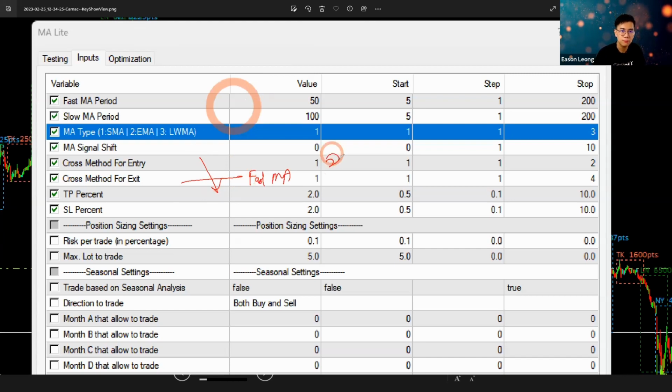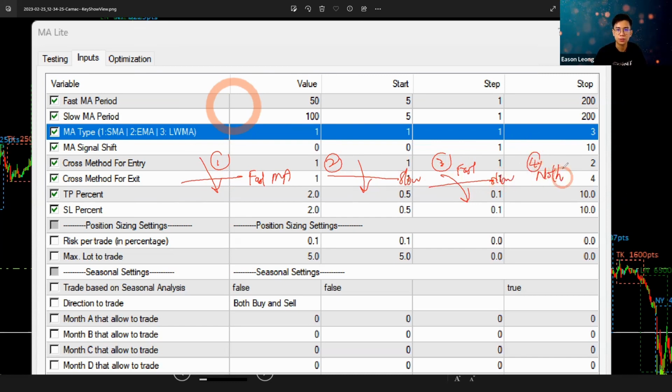If you type 2, it will close if the price crosses below the slow moving average. If you type 3, it will close when the fast crosses below the slow one, and type 4 means nothing, don't close at all. So this is 1, 2, 3, 4 for the cross exit method. We don't know which one is the best, so just ask the robot to find a setting for us.